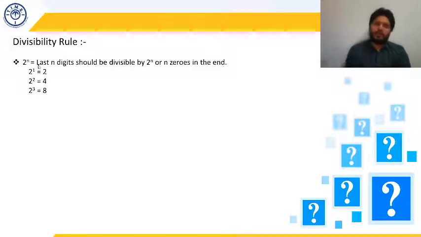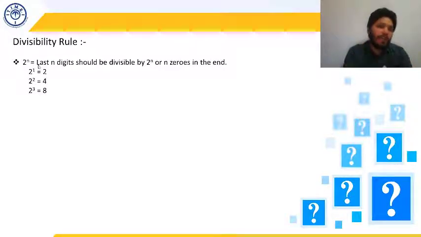Next, similarly, 2 to the power 3. If we want to find out whether a number is divisible by 8, what is 8? It is 2 to the power 3. So it is again of the form 2 to the power n, and for a number to be divisible by 2 to the power n, the last n digits should be divisible by 2 to the power n. Let us take an example. Suppose the number is 32444. Is this number divisible by 8? Is 444 divisible by 8? No. So this number is also not divisible by 8. Suppose a number is 23512. Is 512 divisible by 8? Yes. So this number is also divisible by 8.